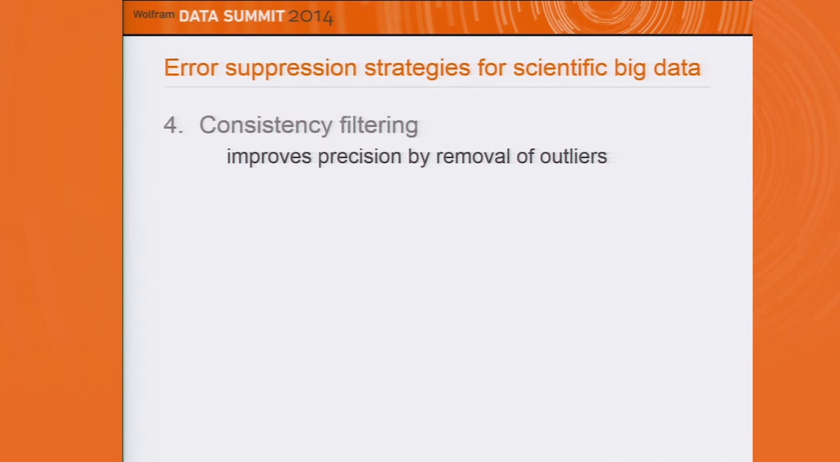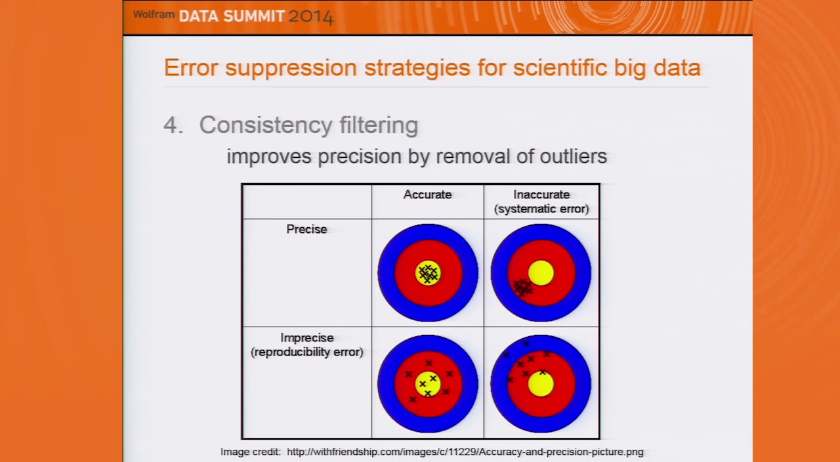Consistency filtering improves precision by removal of outliers. So if you can imagine, you have some type of a target, and the usual thing that you're really hoping for is that you get everything right in the center of the target. Everything is grouped really close together, which is to say it's precise, and because it's in the center of the target, it's very accurate. Well, you have big data. You don't necessarily understand the accuracy of it per se. However, you can improve the precision. You may not be at the center, but at least you can eliminate the outliers so your data isn't as scattered.